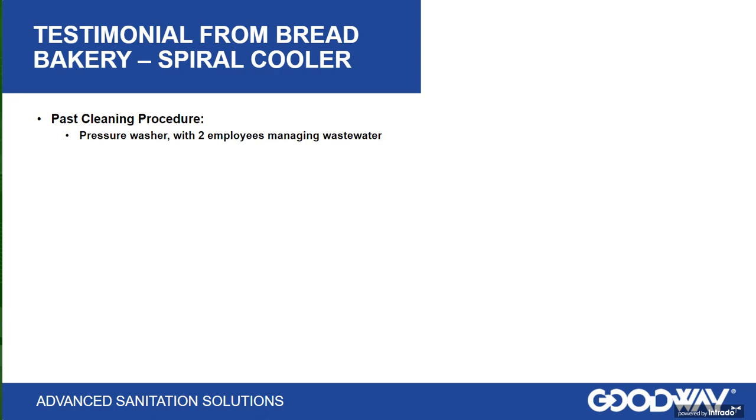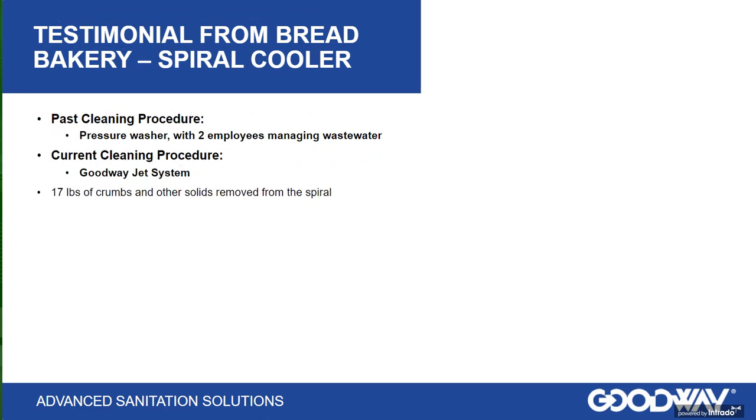So in the past, they just used a pressure washer: one guy with a pressure washer, two other employees managing the wastewater with squeegees and pushing it to the drain that's, of course, sloped in the wrong direction. So they got away from that and started using our jet system. And I'm going to show you, they were able to remove 17 pounds of crumbs and other solids from the spiral that usually would have gone into the wastewater stream.